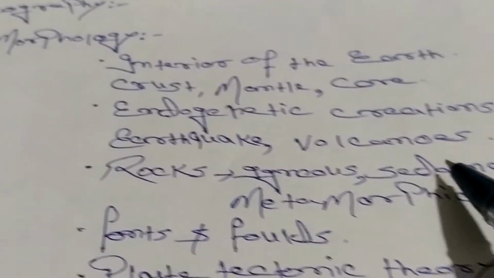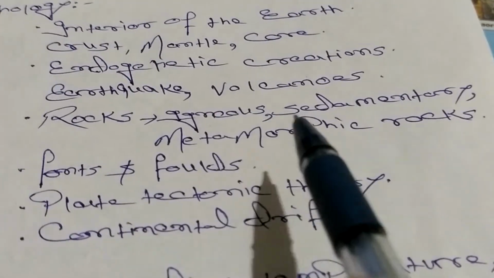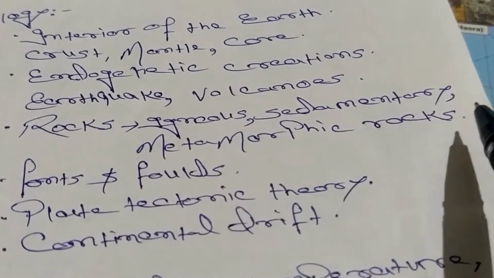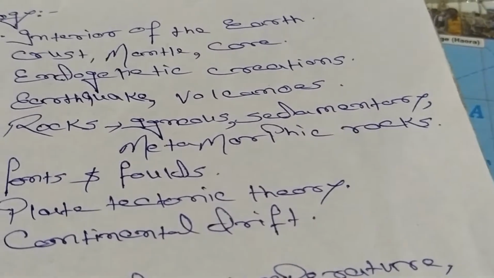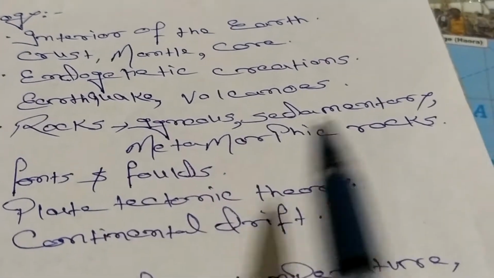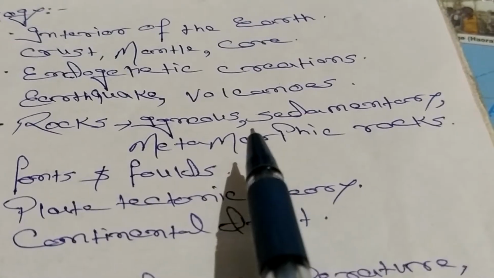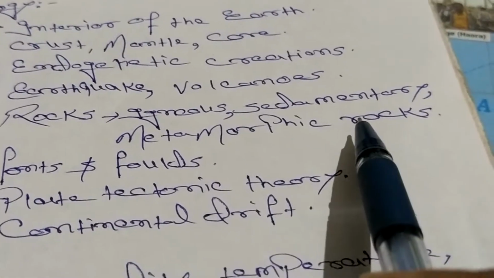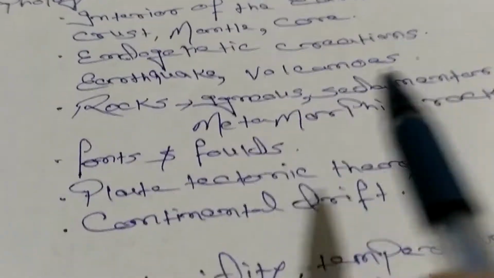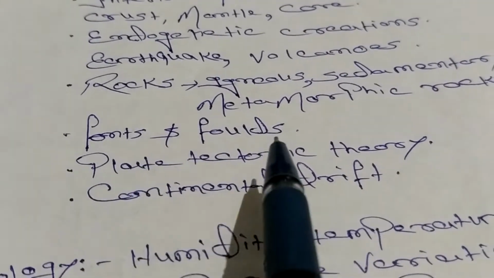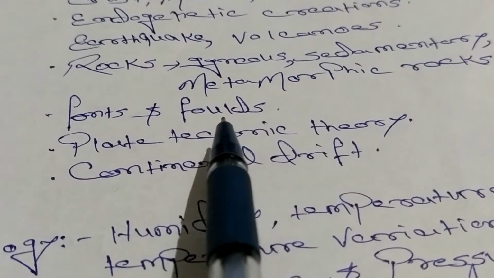Okay friends, then comes rocks. Three types of rocks found on the earth's surface are igneous rocks like granite, sedimentary rocks like limestone or any type of chalk, and metamorphic rocks. Okay friends, then comes folds and faults. Folds and faults are found in the formation of mountains, etc.